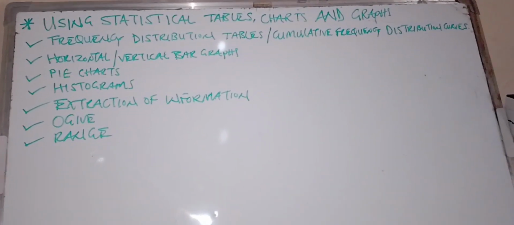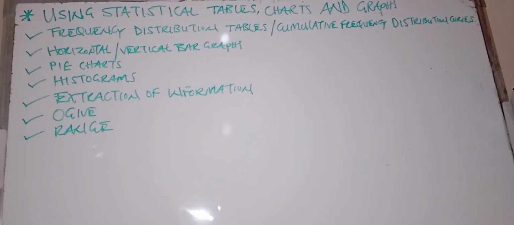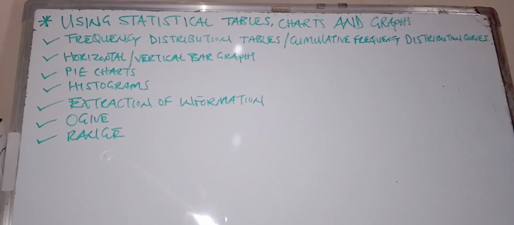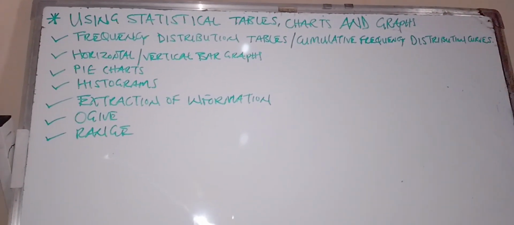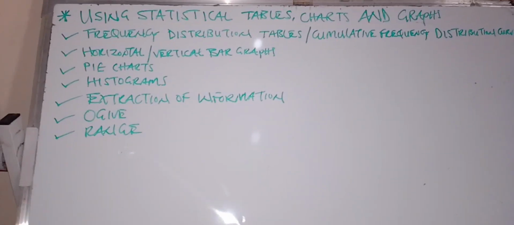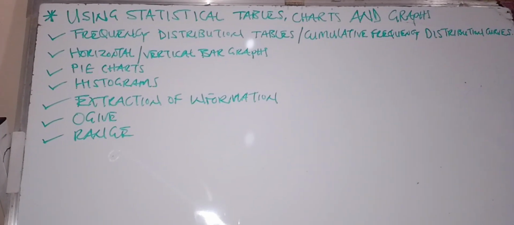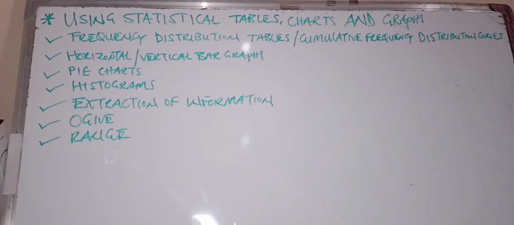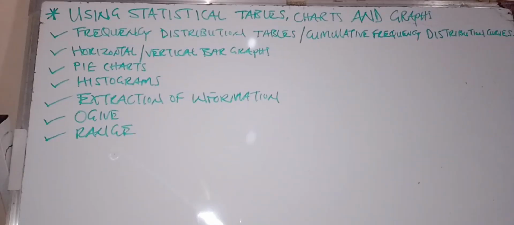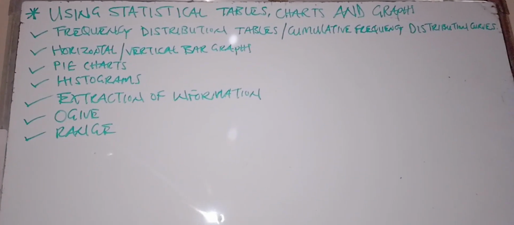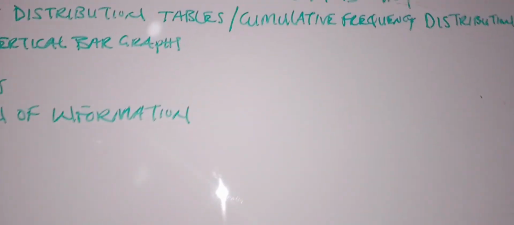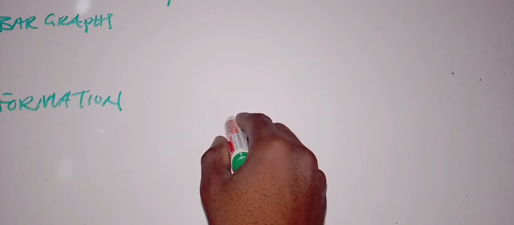Okay, so out of those subtopics from statistics, today we are looking at using statistical tables, charts, and graphs. Under that, the first thing we have to know is frequency distribution tables and cumulative frequency distribution curves, and how to plot them. You also have to know about the graphs: horizontal and vertical bar graphs.